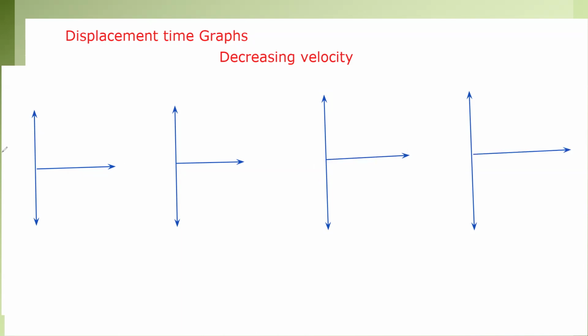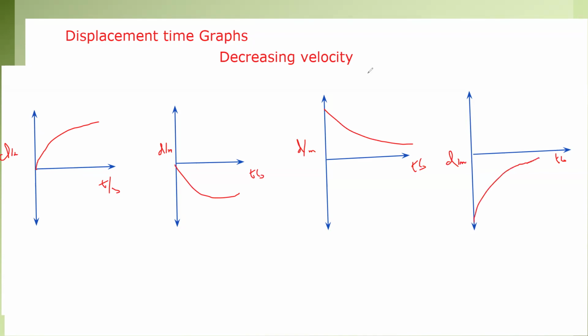So if we have displacement and time graphs for decreasing velocity, four of them, all of them are decreasing velocities, but the value is important. When I work out the value of velocity, what will the value of velocity be? Positive or negative? Positive, because when I draw y1 and y2, the y2 is above y1, that's why it will be positive. What about this one?